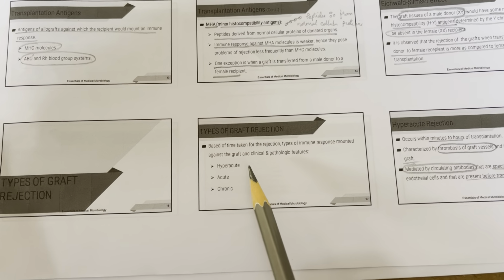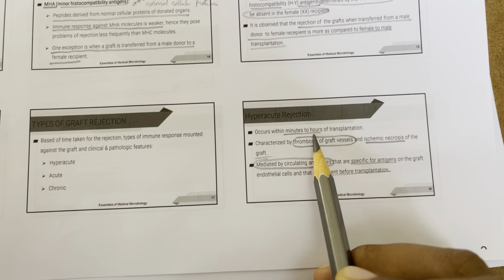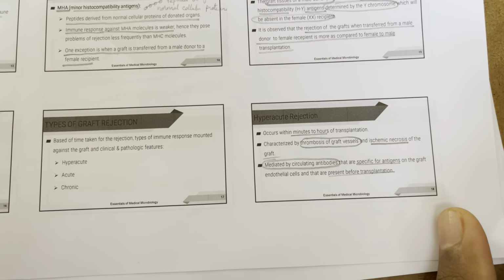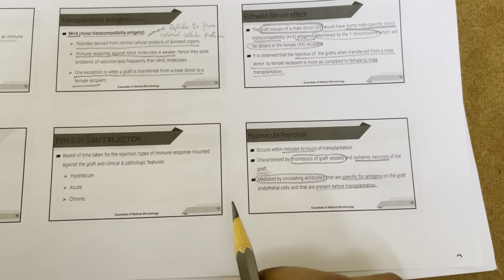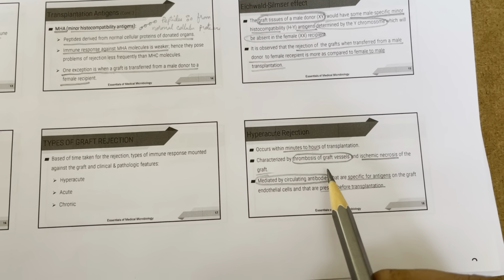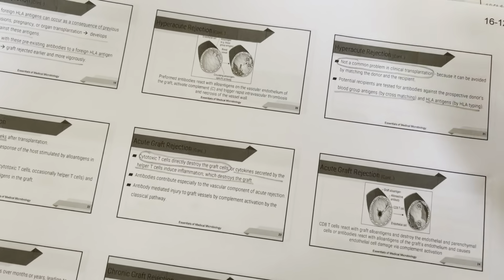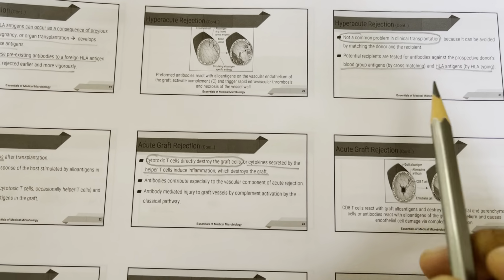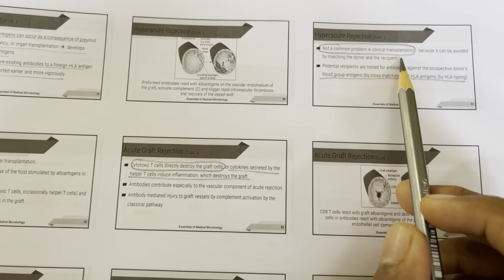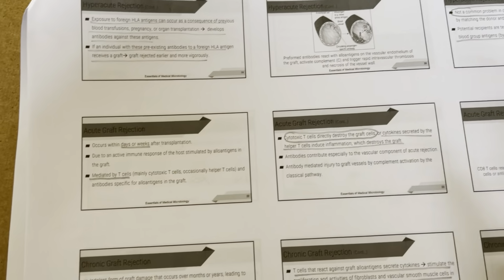Next, types of graft reaction. You have hyperacute, acute, and chronic. Hyperacute occurs within minutes to hours of transplantation. It is because of preformed antibodies. So antibodies are already formed because of a previous blood transfusion or whatever, and then they cause complement activation, leading to thrombosis and ischemic necrosis of the blood vessels. Hyperacute reaction is not a common problem in clinical transplantation because you already do cross-matching of blood group and HLA typing.